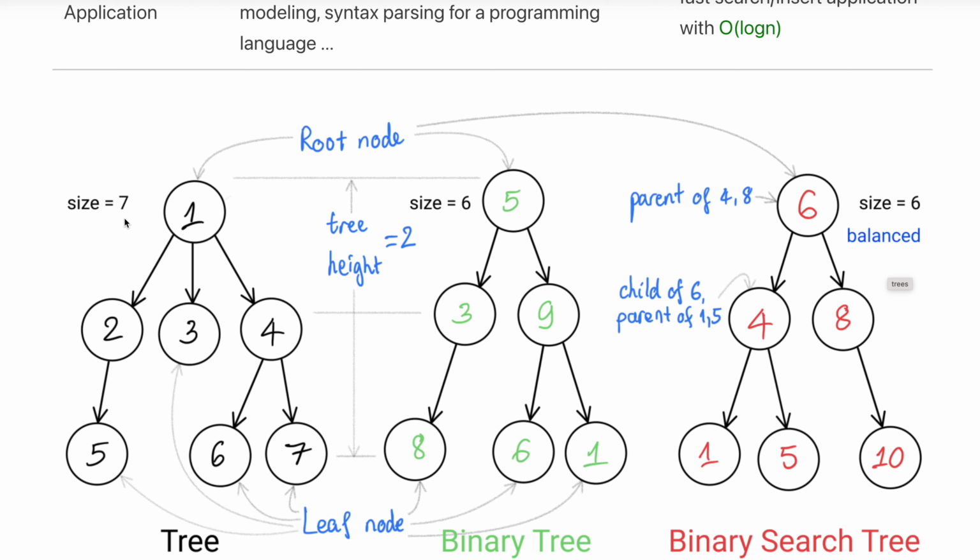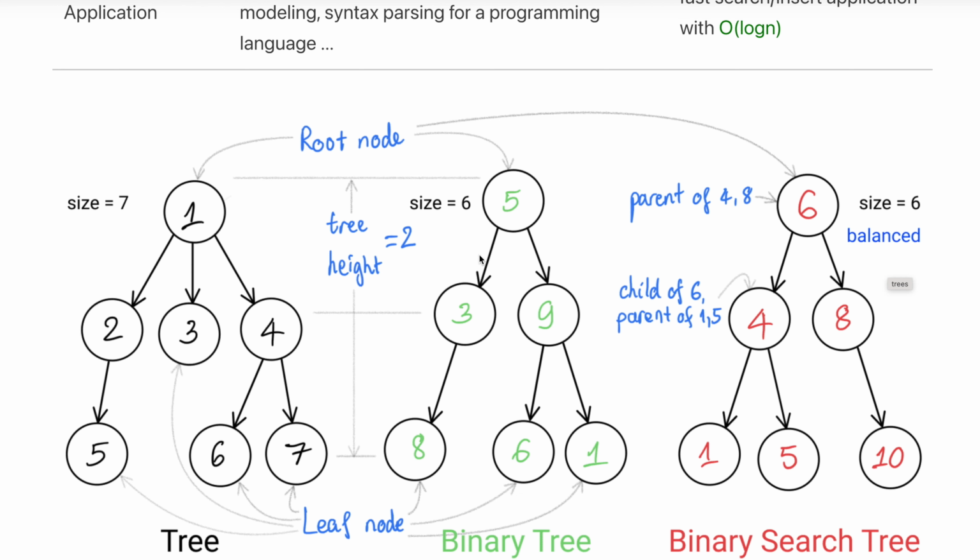And then we have tree size. The size of the tree is the total number of nodes in a tree. For example, this tree has 7 nodes, so the size is 7. This binary tree has 6 nodes, so the size is 6. And this binary search tree also has 6 nodes, so the size is 6. A node that points to other nodes is a parent of those nodes. For example, this 6 is a parent of 4 and 8. And 4 is a child of 6, but 4 is also a parent of 1 and 5. Next, we have tree height. Tree height is the total number of levels of nodes.